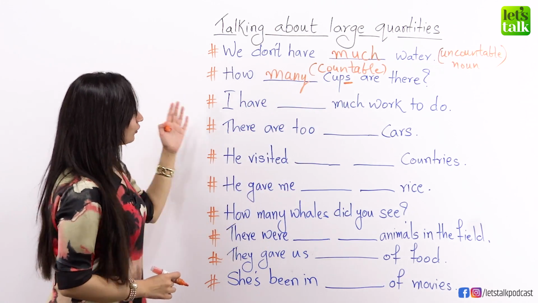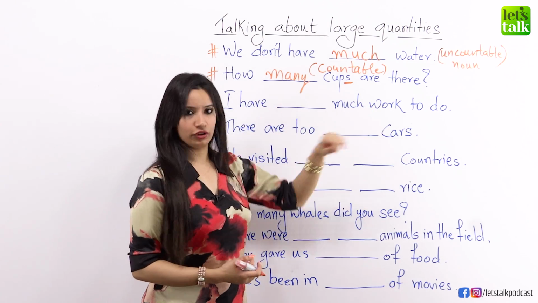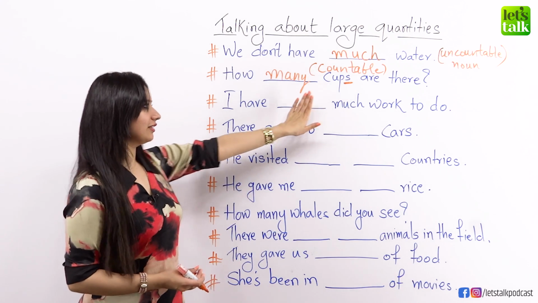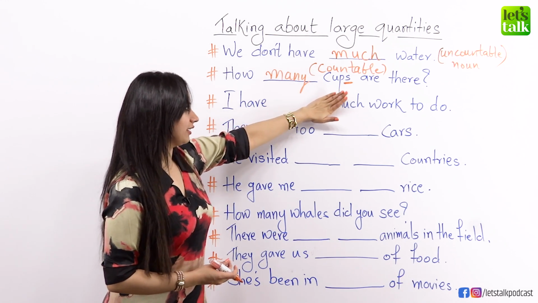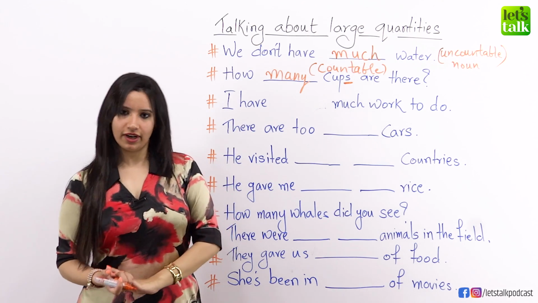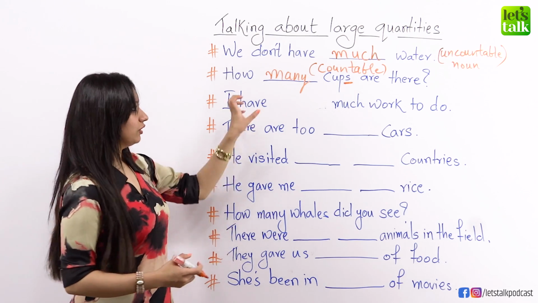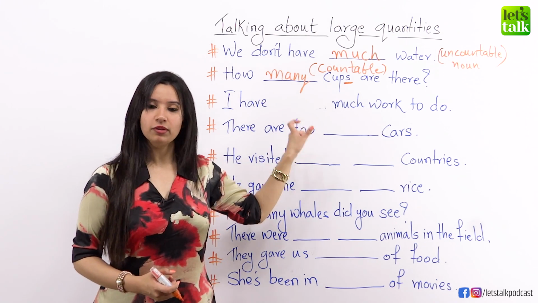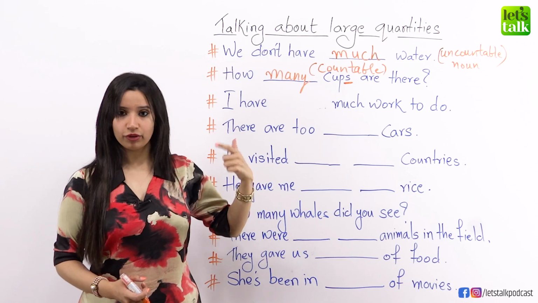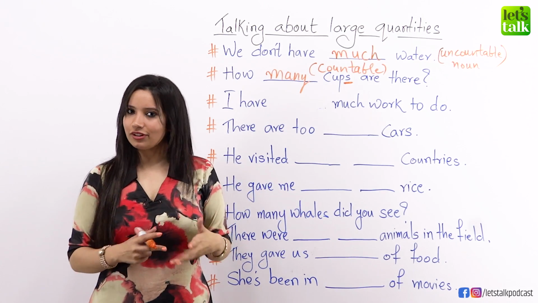All right. So now we have the next one. I have dash much work to do. Okay. For a moment, let's erase the dash. Forget about it, that it's there. And if you say I have much work to do, you think that's correct? That is correct actually, but the thing is we use it very rarely. It's one of the rarest forms in grammar to use. I have much work to do. That just doesn't sound natural.